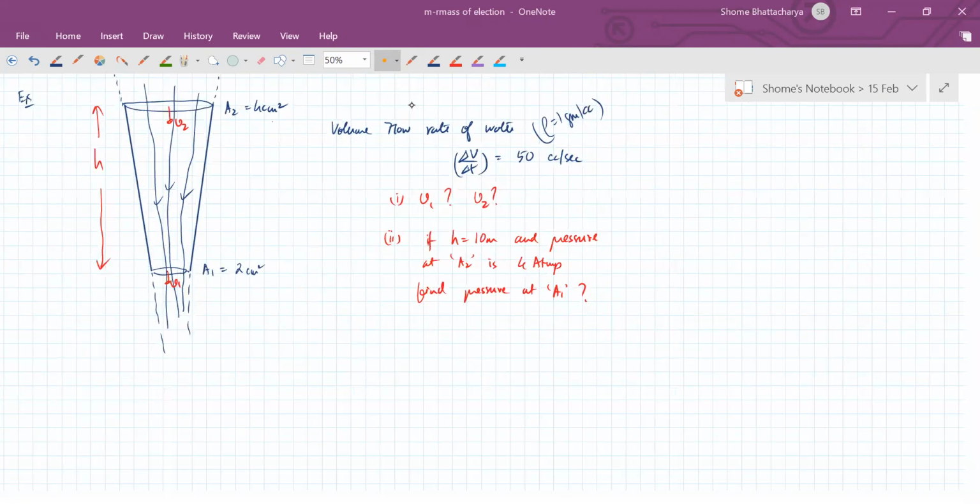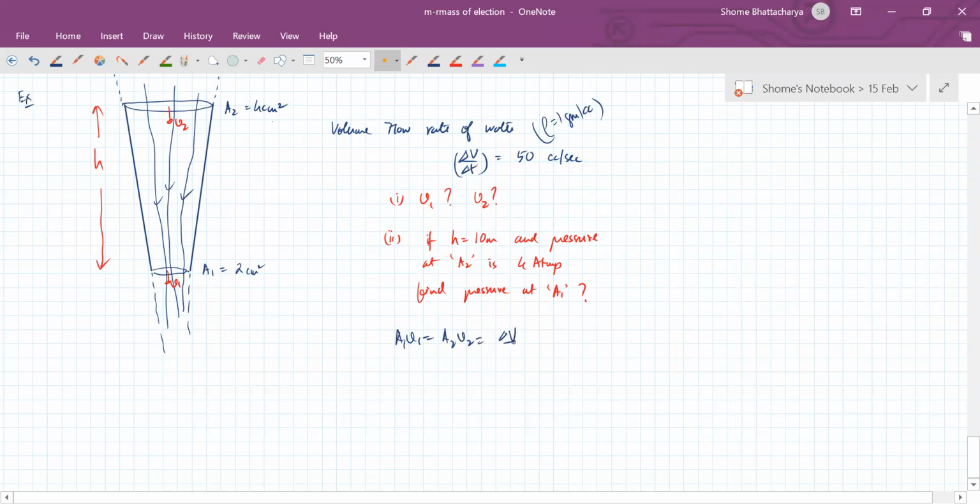Yeah, so that's correct, Aditya. We can see that by using the equation of continuity, A1 V1 is equal to A2 V2, which is equal to the volume flow rate, delta V by delta T. So V1 will become 50 cc per second divided by 2 centimeters square, so that is 25 centimeters per second. And V2 will become just half of that, since the area is double: 12.5 centimeters per second. So these are the velocities.